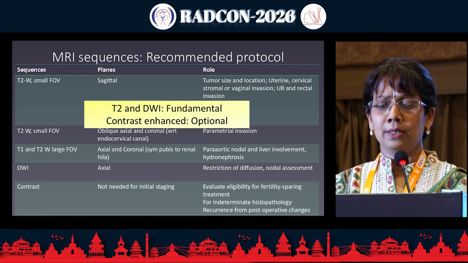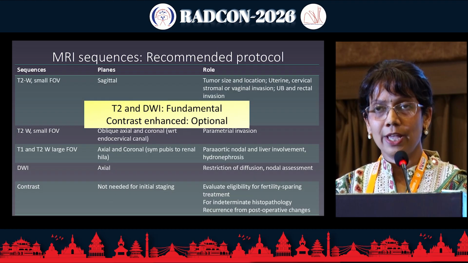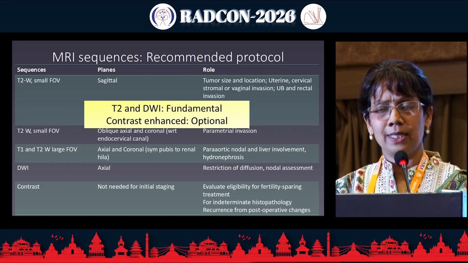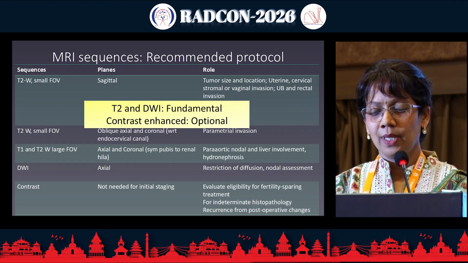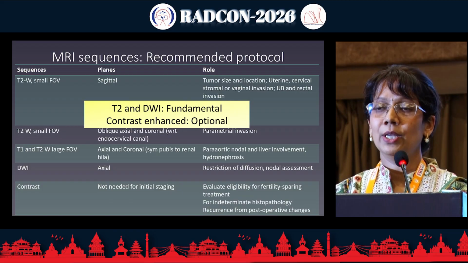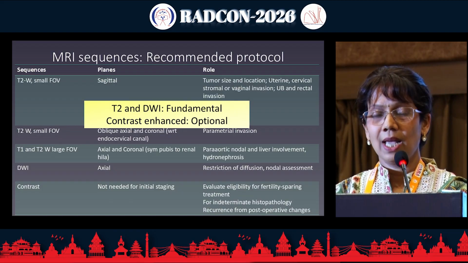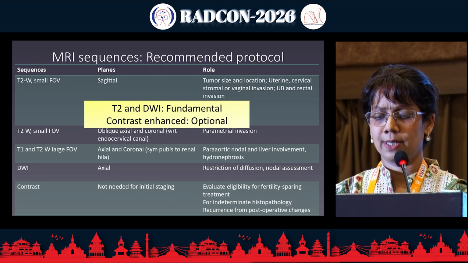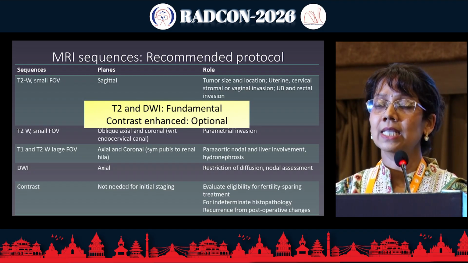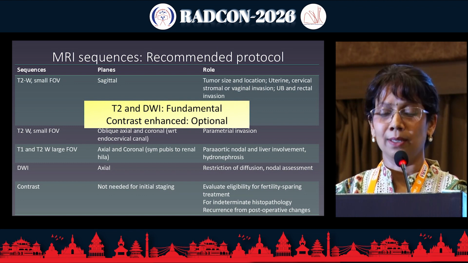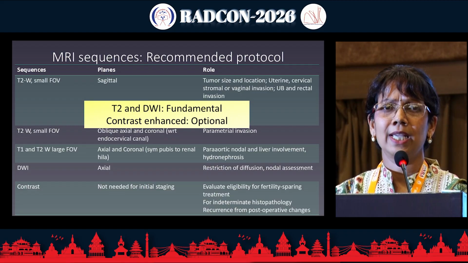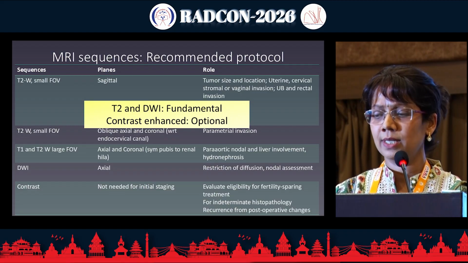So there are different sequences. Mostly it is a small FOV T2 weighted imaging, in sagittal, oblique axial and coronal planes, which are obtained. A larger FOV T1 and T2 are also done to look at the para-aortic lymph nodes, liver, as well as the kidneys for hydronephrosis. However, fundamental sequences for cervical cancer imaging remain T2 and DWI, with contrast enhanced being reserved for certain conditions, like when we are planning a fertility-sparing surgery.